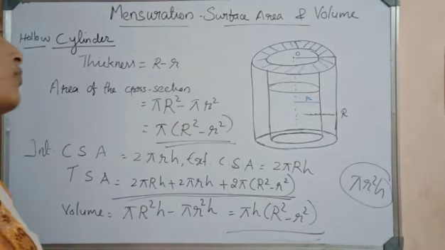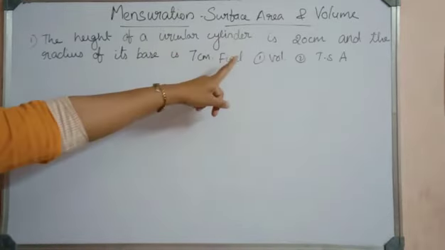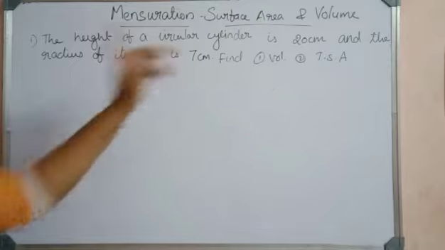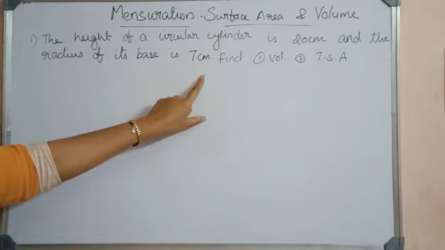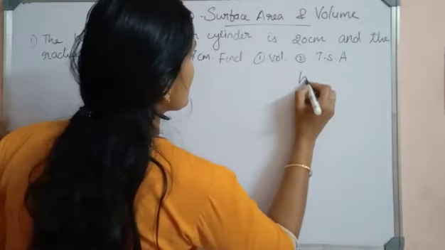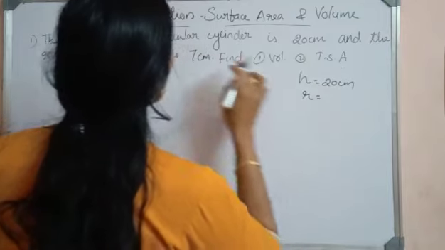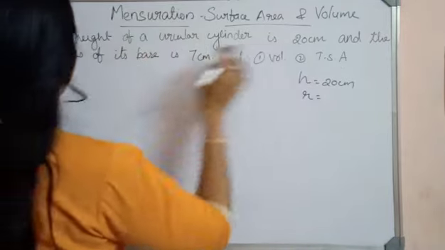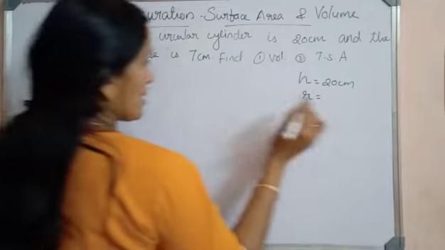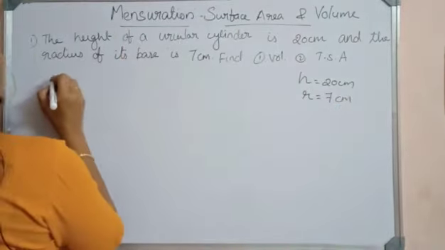Now let's consider some of the examples to understand this more clearly. Consider this example. The height of a circular cylinder is 20 cm and the radius of its base is 7 cm. Find the volume as well as the total surface area. Here it is clearly given that h is equal to 20 cm and the radius of its base is 7 cm.